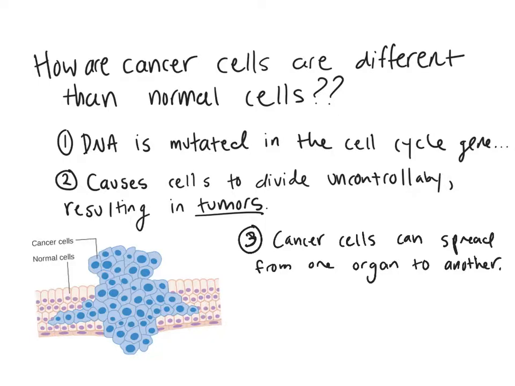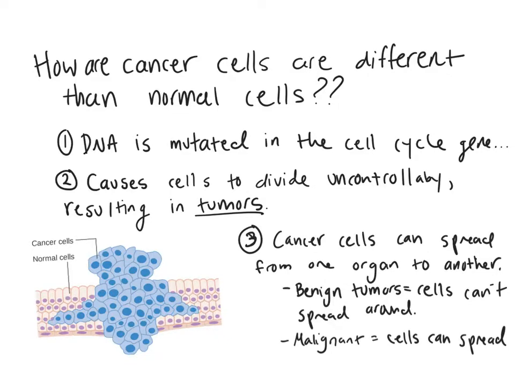Sometimes cells have the mutations in the cell cycle gene that cause them to make tumors, but those cells actually aren't able to spread, and that is when a tumor is considered benign. When a tumor consists of cells that have the ability to spread throughout the body, they are called malignant tumors. So this is how cancer cells behave once you actually have cancer cells.